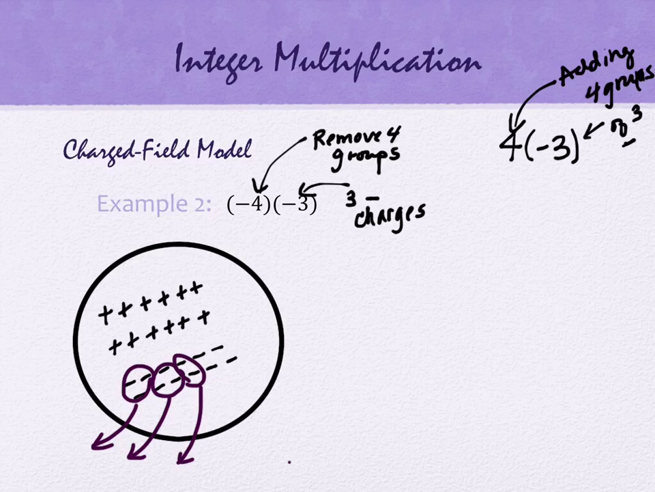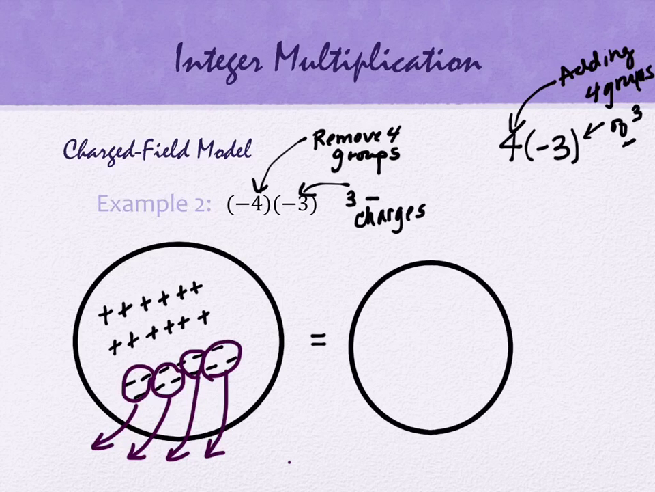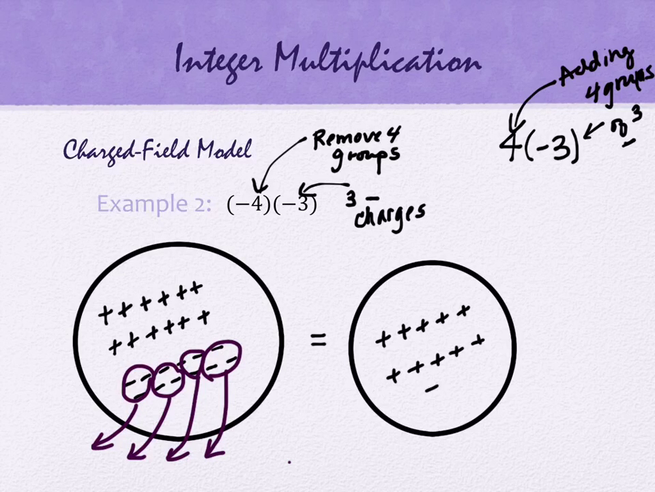I didn't get that one done right. Let's try that again. There we go. And my final diagram, I'm left with positives.